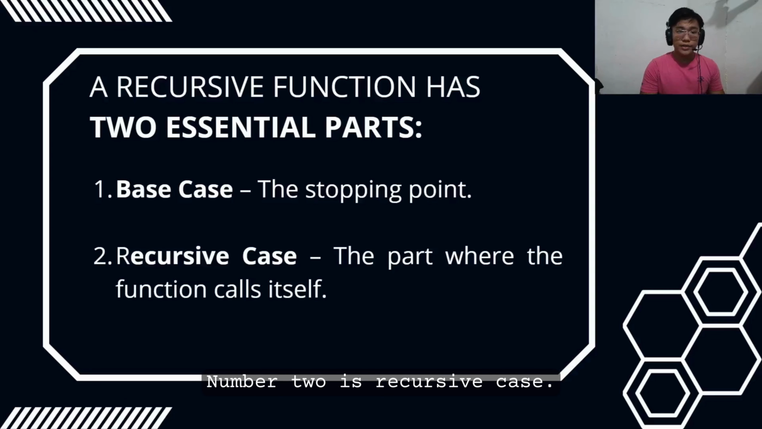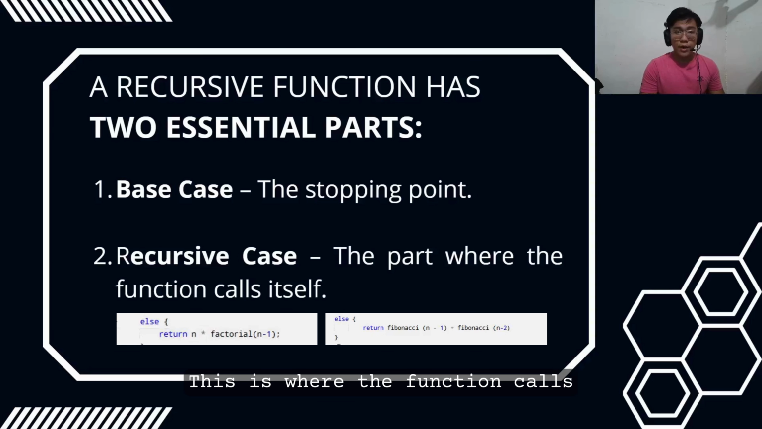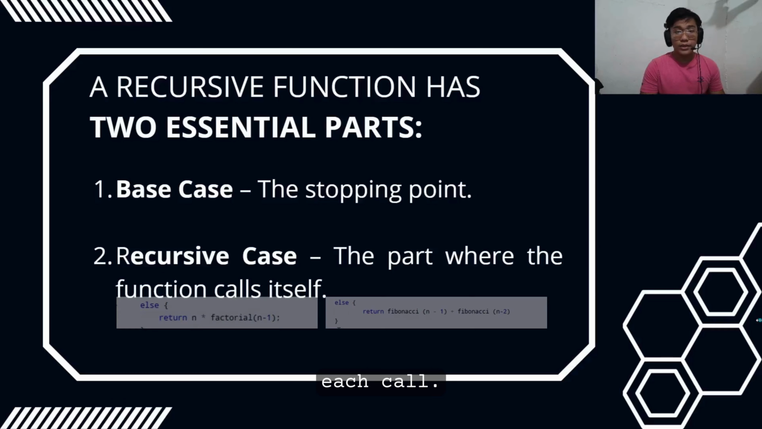Number 2 is the recursive case. This is where the function calls itself with modified arguments, moving closer to the base case with each call.